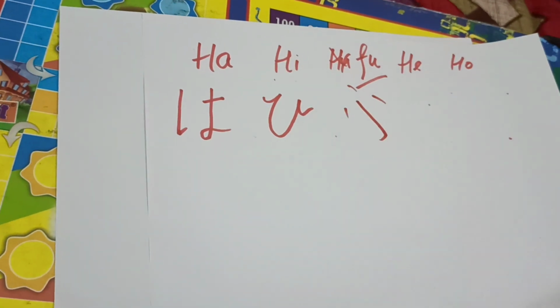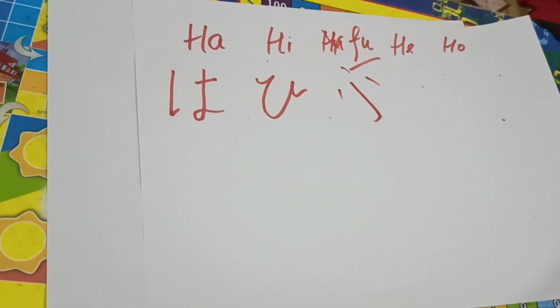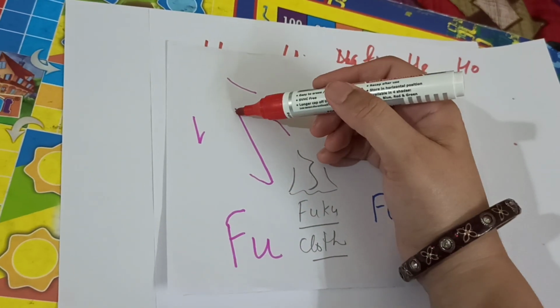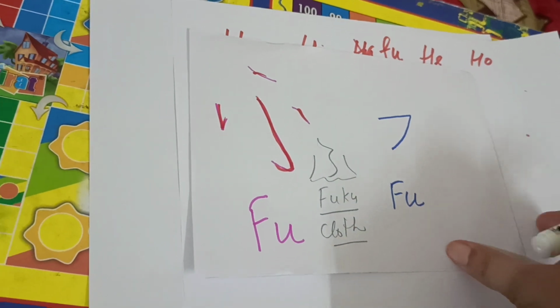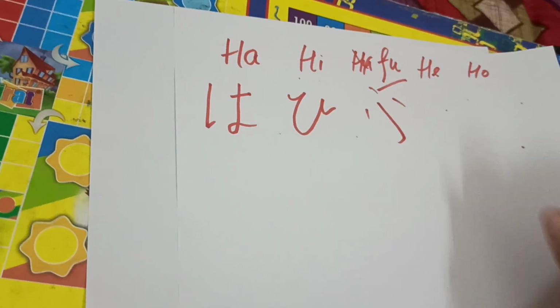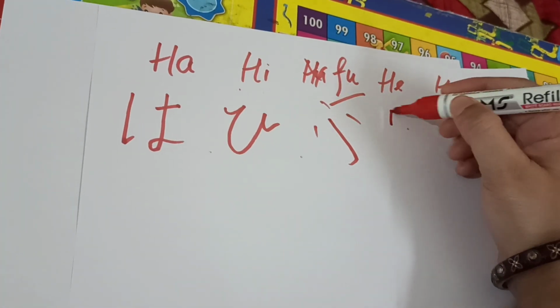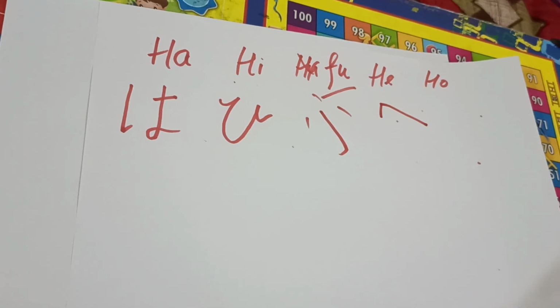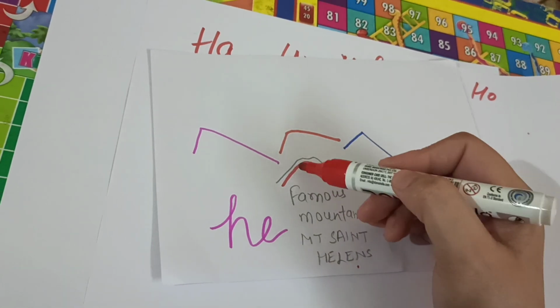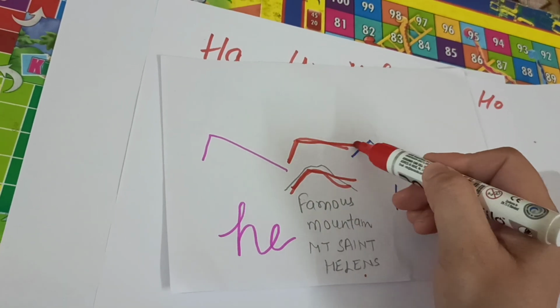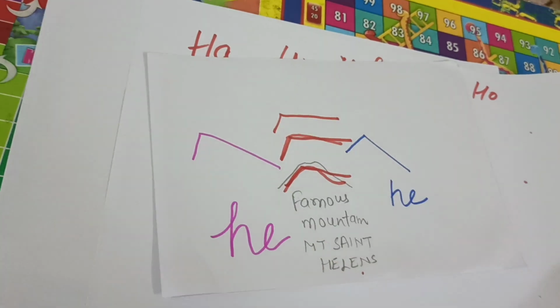Fu is fuku. Fuku means cloth. Like a cloth has many layers, fu also has many layers. Fu. Next is he. He is the famous mountain, Mount St. Helens. This is like a hill, a mountain hill. So he.